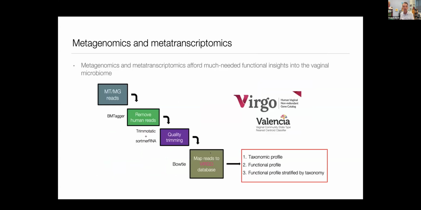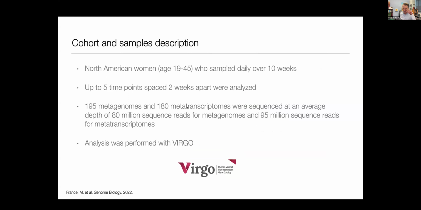So we can use this catalog to perform what we call metagenomics and metatranscriptomics. Metagenomics is basically looking at all the DNA that's present in a microbiome. So we will be looking at not only the taxonomy, but also the functional profile of the microbiome. But more importantly, because of those annotations, we can look at functional profiles stratified by taxonomy. And that's the advantage of using the catalog. And metatranscriptomics doesn't just look at the genes that are present, it looks at the genes that are being expressed by the microbiome at the same time. And so this is what I'm going to show you about.